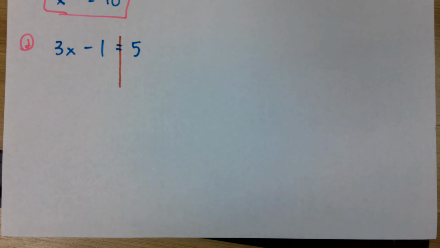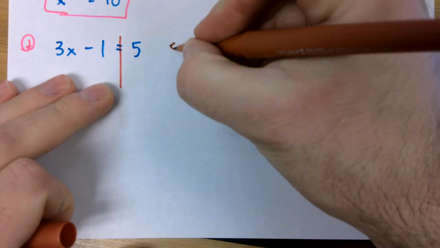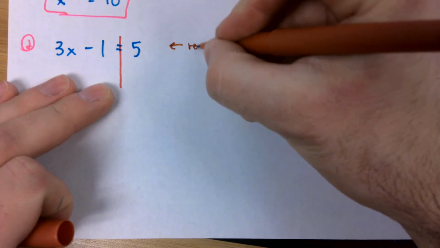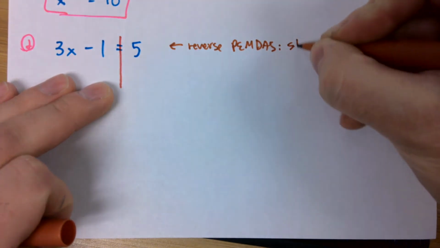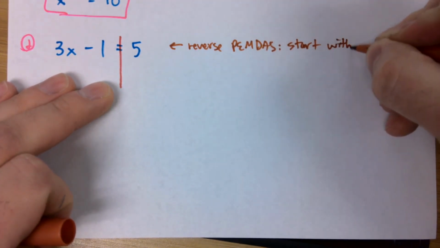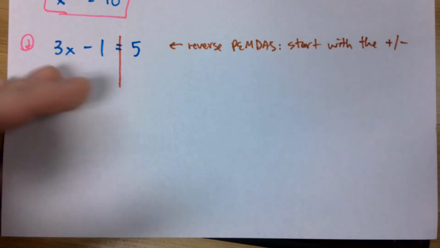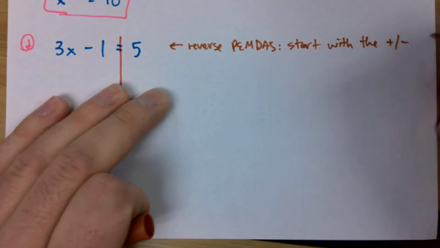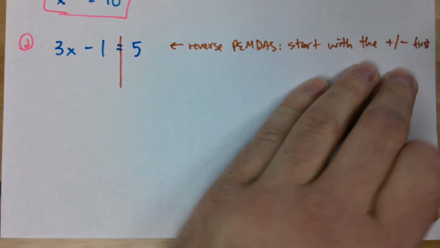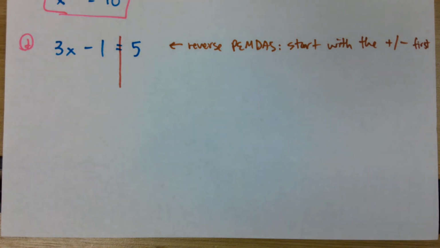PEMDAS is right up there next to the clock. It's not super large, but that's okay. So we're going to start with the addition and subtraction. That's what we're going to focus on first. And then we're going to worry about the multiplication and the division. So here's what I want you to write. Reverse PEMDAS. Start with the plus or minus first.